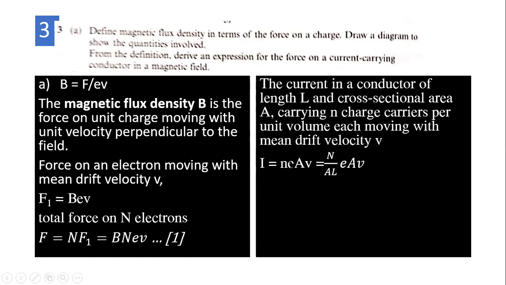That n is converted to number divided by volume, which is cross-sectional area times L. So A and A can cancel off. We got nEV. The L can take across there, so you get IL. Then you place that nEV into here, because IL. That's all. Make sure you know how to derive the equation. Refer to your notes anyway. I'll send this one to you.